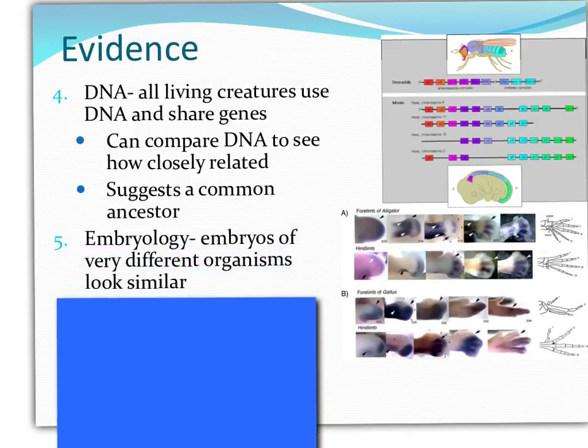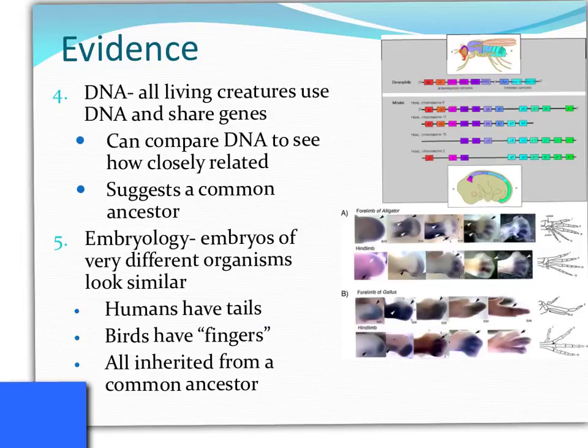Another commonly used piece of evidence is embryology, because the embryos of very different organisms often look very similar. For example, in very early stages of human development, there are little tiny tails. When you look at images of birds, you can see that they have basically hands forming. So this is a bird right here, and you can see they've got fingers and hands, but they eventually turn into looking more like a human hand. All this suggests that we're coming from a common ancestor, that we look very similar because we're more closely related. And the more similar we look as embryos, the more closely related we probably are.